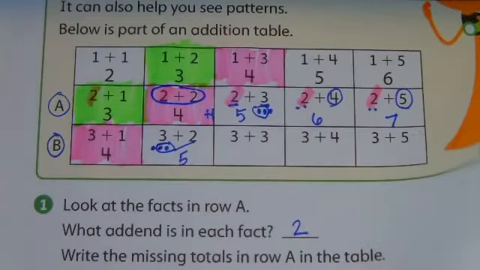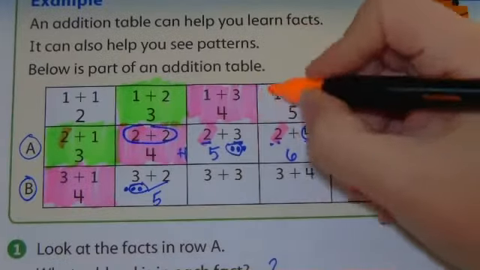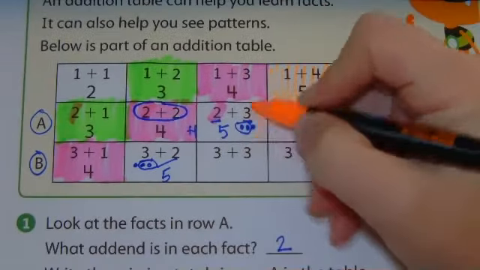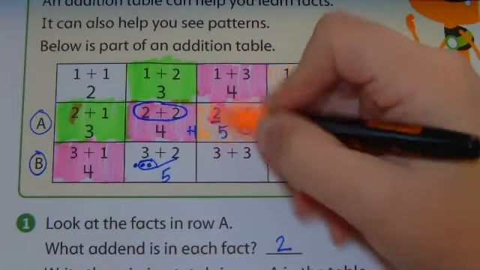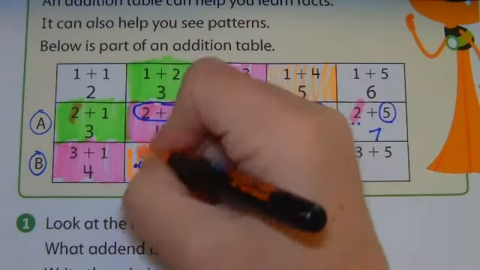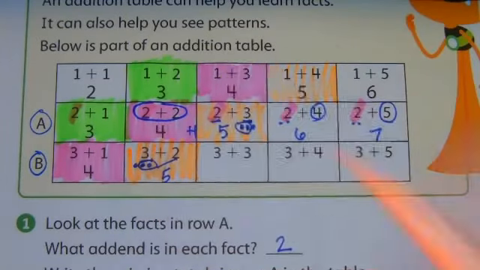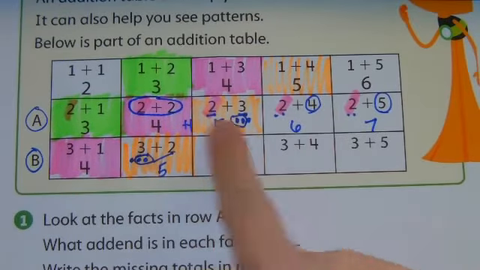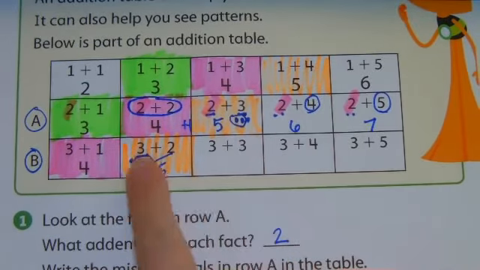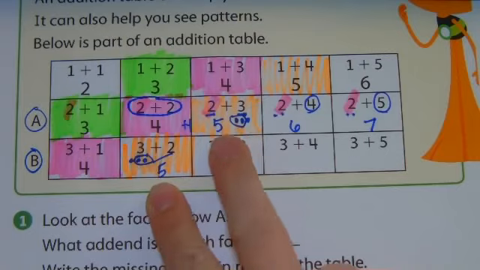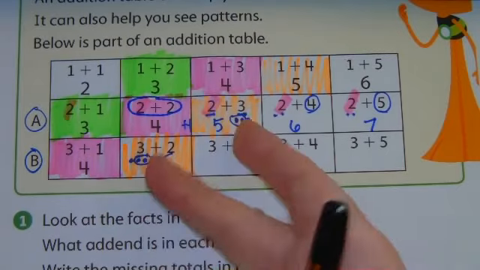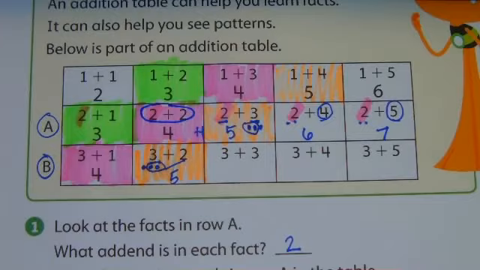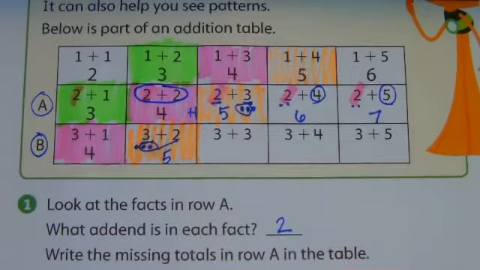Let's use orange. O-R-A-N-G-E, orange. Orange as a carrot, a pumpkin or a parrot. So look at that. 1 plus 4 equals 5. 2 plus 3 equals 5. 3 plus 2 equals 5. See those two? Mix it up.